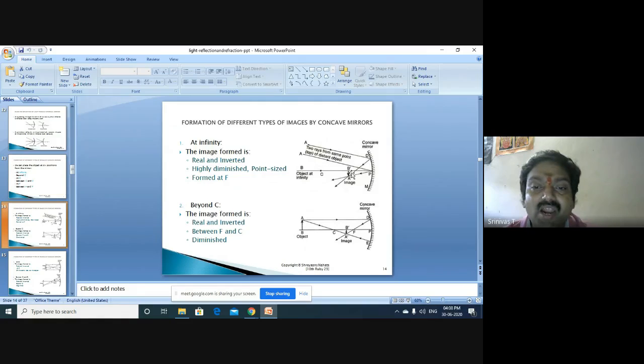Next one is beyond the center of curvature, that is beyond the center of curvature and before infinity. So again, you can see an object over here. Because the center of curvature lies here, obviously the object is lying beyond the center of curvature. If you take the object as AB with that much height, then you have to take two points for reference.